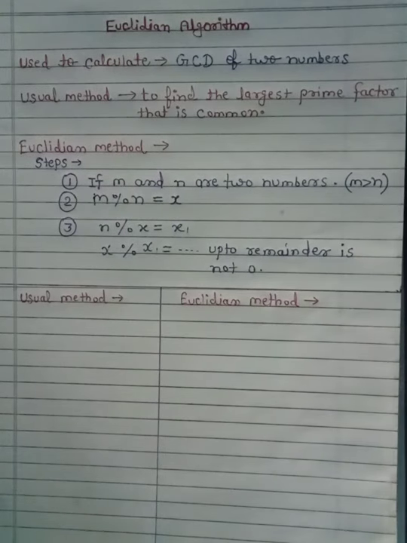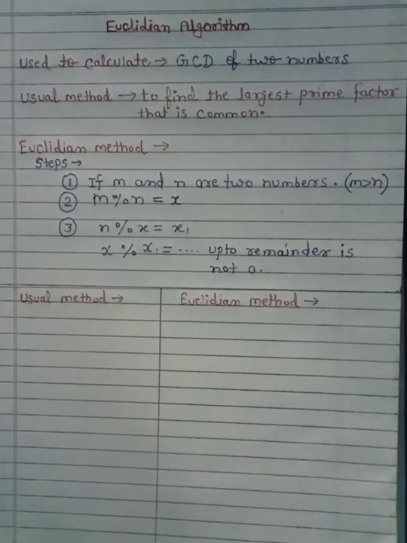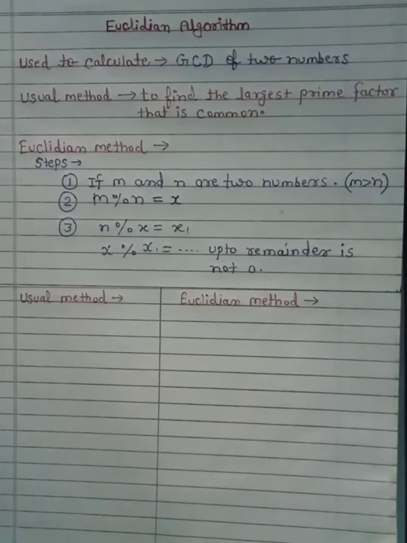Hello, in this video we will discuss the Euclidean algorithm. We use the Euclidean algorithm to find the greatest common divisor of any two numbers. We also know GCD, greatest common divisor, by the name of highest common factor. So let's find out how we can use the Euclidean algorithm to calculate the GCD.